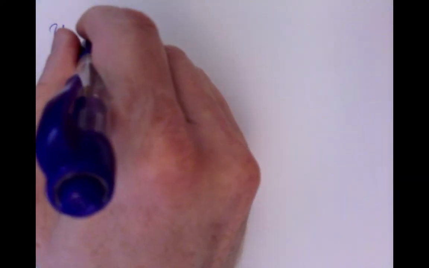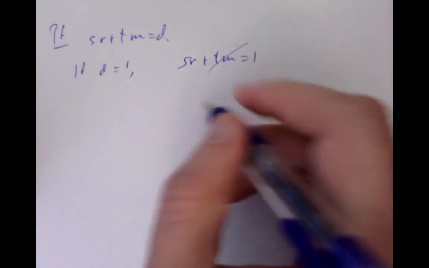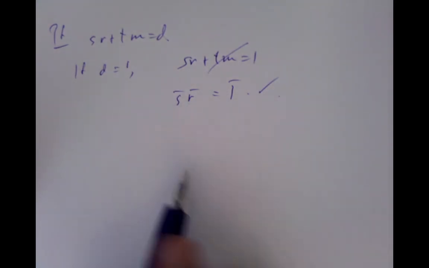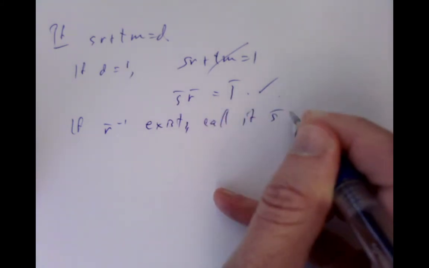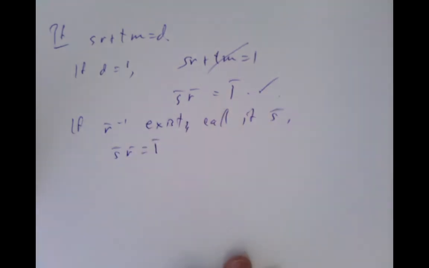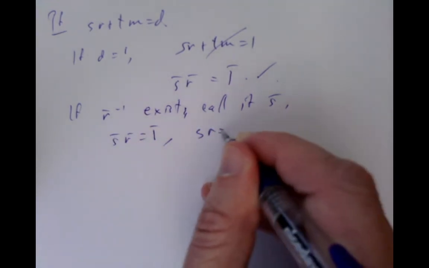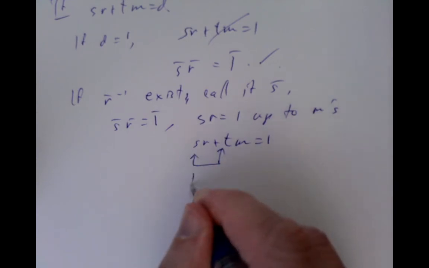Okay, so for our proof, we'll go in the one direction where we take our Bézout coefficients, and as I already pointed out, if D is 1, we get SR plus TM is 1, and then we mod out by the m's, and then we get S bar R bar is 1 bar, and that proves that this is the reciprocal that we looked for. On the other hand, if a reciprocal exists, if R bar inverse exists, call it S bar, you get S bar R bar is 1 bar. So taking off the bars, going back to ordinary integers, we get SR equals 1 up to multiples of m. In other words, SR plus some multiple of m is 1, and then those have to be Bézout coefficients because that's the equation that gives us Bézout coefficients.